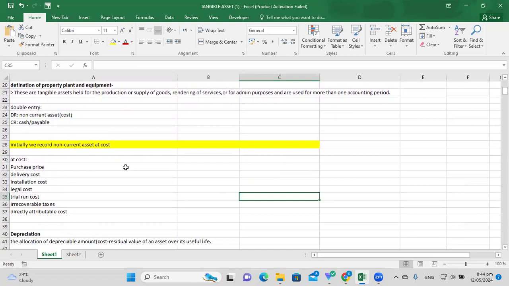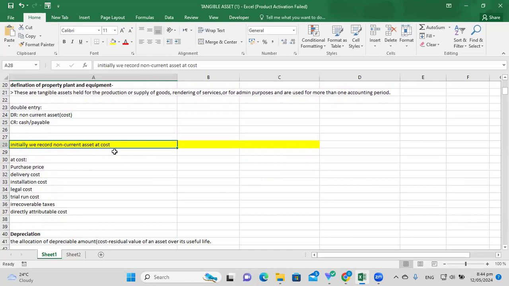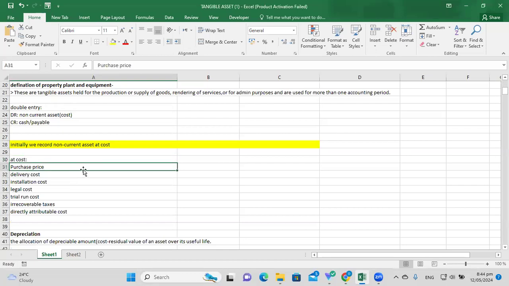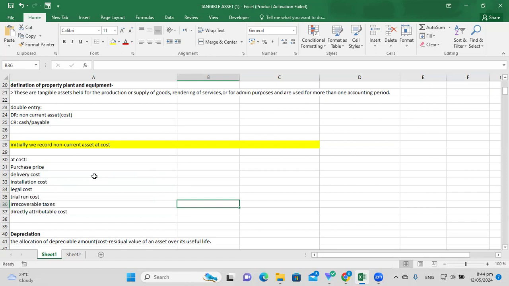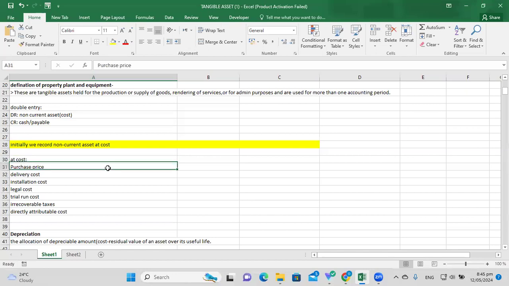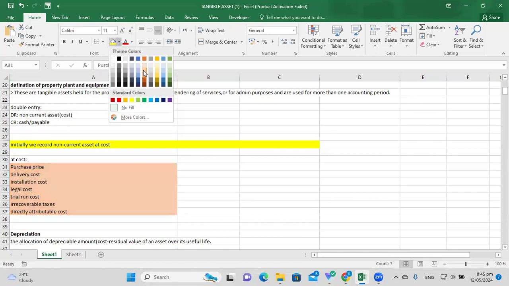Okay, so how do we record a non-current asset in our accounting records? Initially, we record a non-current asset at cost. Now, what does recording at cost mean? Recording at cost means the purchase price of the non-current asset, like how much you purchased it for. For example, you purchased the non-current asset for $100. So you will include the purchase price, delivery cost of the non-current asset, installation cost, legal cost, trial run cost, irrecoverable taxes, and directly attributable cost. Now, what are these terms? For now, we don't need to go into detail of these, but that's what we mean by recording at cost: everything is included when we are recording a non-current asset at cost.